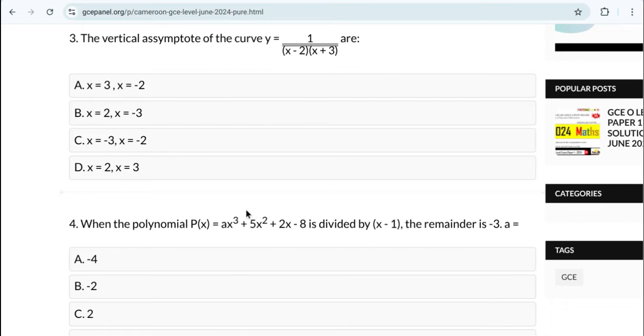Question 3. The vertical asymptote of the curve y equals 1 over x minus 2 into x plus 3. So how do we get the vertical asymptotes? This is especially for rational functions like this one, where the variables in the denominator will make the function undefined. So what are the values of x for which this function will be undefined? We have when x equals 2 and when x equals negative 3. So those are the vertical asymptotes, when x equals 2 and when x equals negative 3.